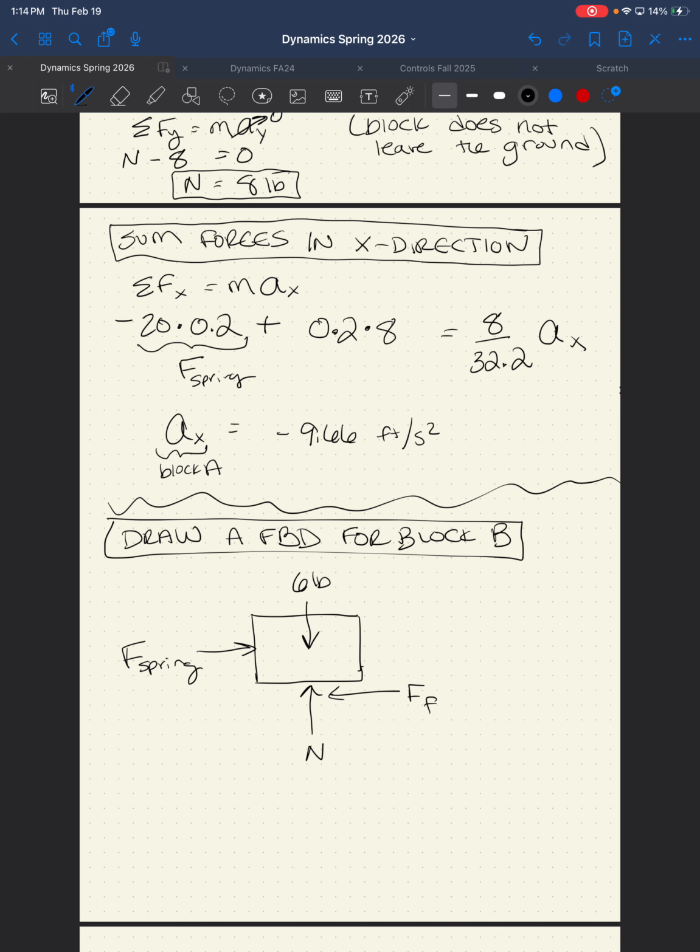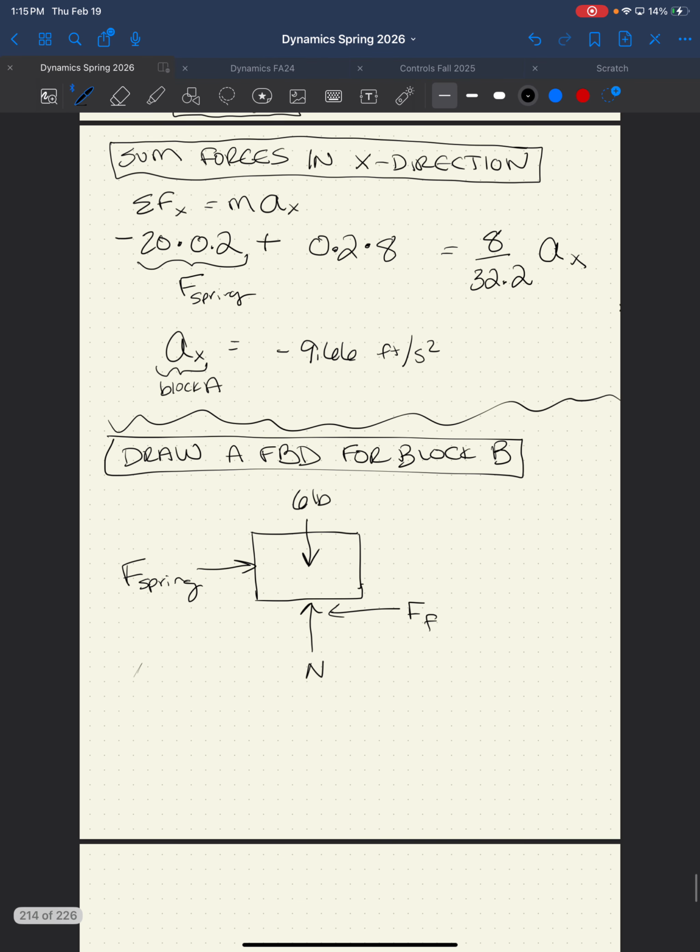So if you end up with the wrong value for n, and you didn't write down your sum of forces in the y, you're not getting any points for the value of n, and you're not getting any points for that equation. The more you write out, the more points I can give you. Okay, sum of forces in the y equals n minus 6 equals 0, n equals 6 pounds. Beautiful. I'm going to need that 15 feet per second squared.